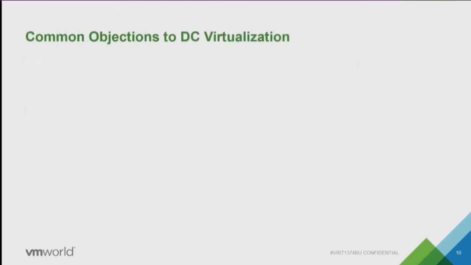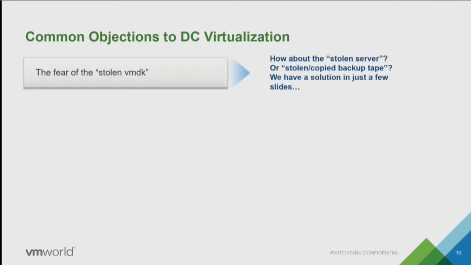Now, we're going to talk a little bit about some of the objections that Deji and I have heard over the years to virtualizing domain controllers. Well, the first is this fear of the stolen VMDK, and that is someone accesses either the ESXi host, the storage platform, or maybe a backup tape. And now they have my VMDK for my domain controller, and now they have access to my domain database, and they can do whatever they want with it. And while there is a small risk to that, we have a solution for that we're going to cover in a few slides and we're going to show in a live demo. Just cross your fingers for that one.